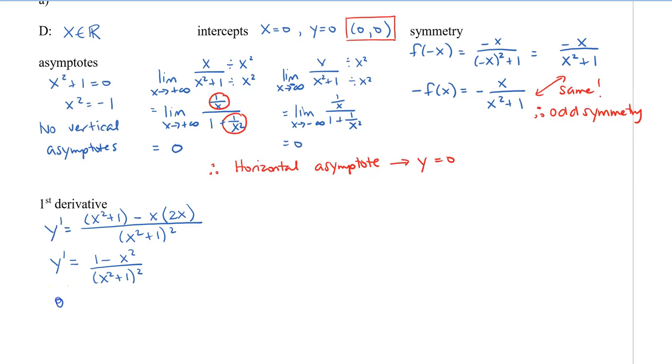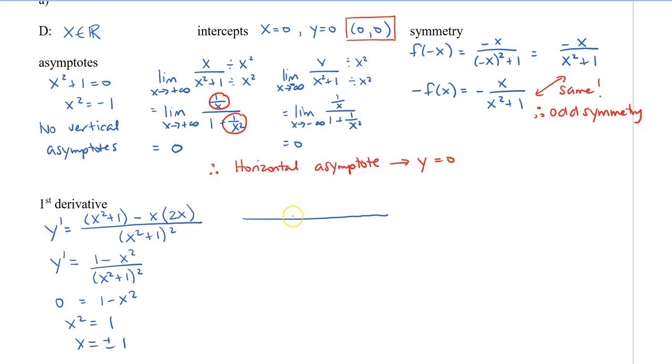So we're going to set this equal to 0. So x squared equals 1, so x equals plus or minus 1. Now, we don't really need to check the denominator because we already know from looking for the asymptotes that there's no way to make the denominator equal to 0. So we actually don't get any extra critical points from the denominator.